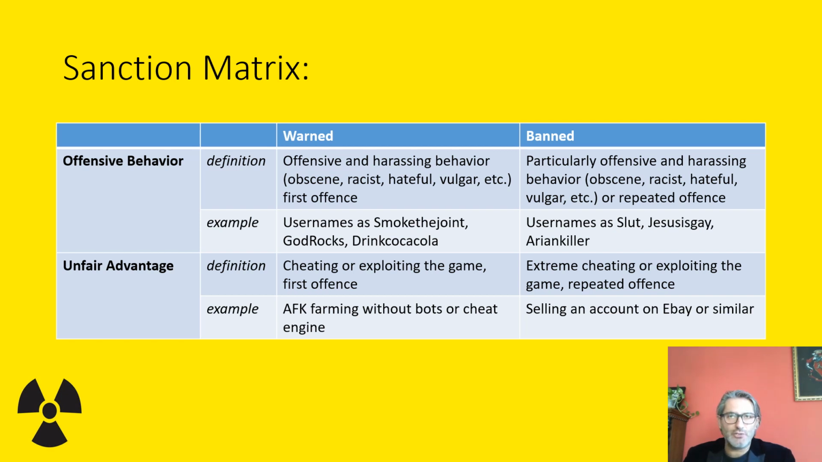The sanction matrix labels toxic players according to 2 orthogonal parameters: whether they display offensive behaviors, like obscene, racist, or hateful behavior, or whether they display an unfair advantage, trying to cheat or exploit the game for their own advantage. These 2 types of behavior can be cause for a warning when it's a small first offense, or a ban when it's a series of repeated offenses.